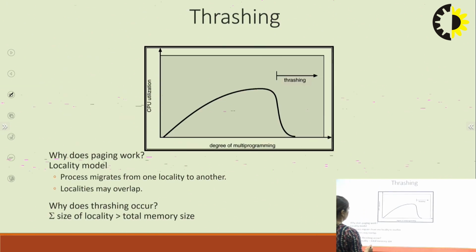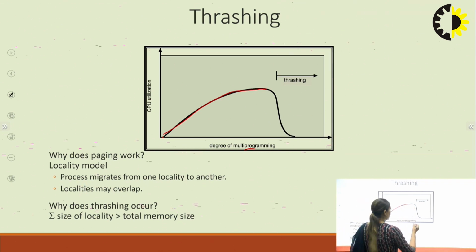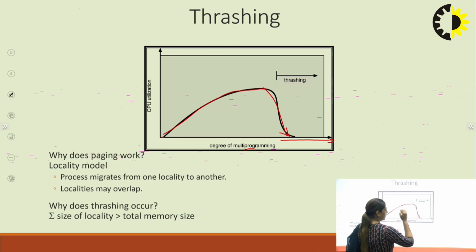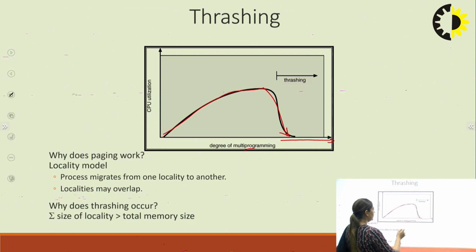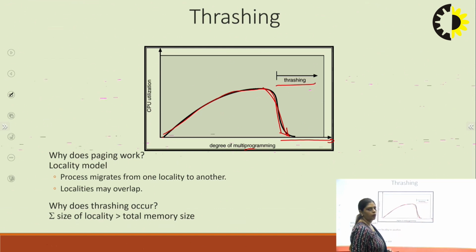See the situation. CPU utilization with degree of multi-programming first increases to some level. But when page faults occur, it suddenly comes down, and the degree of multi-programming goes on increasing, but CPU utilization comes down. When there is a sudden downfall, this situation is called thrashing, right?